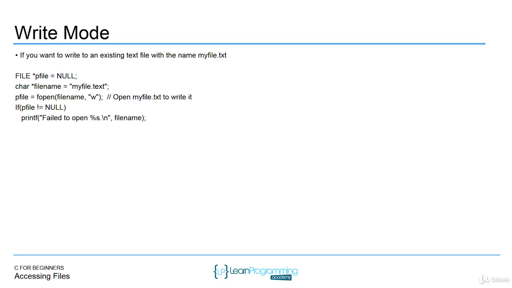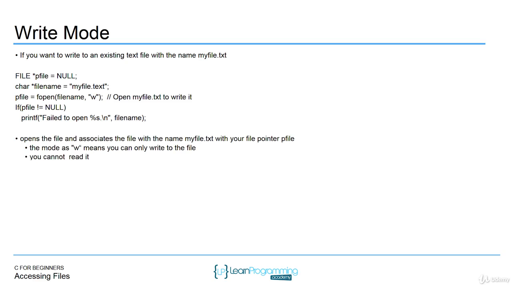Write mode. If you want to write to an existing text file with the name myfile.txt, you would create your file pointer, all caps, and initialize it to null, and then you would maybe create your file name as another character pointer, myfile.txt, or you could pass that in as the first parameter. And then you just say fopen, file name, and then W inside double quotes. That opens the file for writing, and it returns a file pointer. That's why you have pfile on the left of the assignment. You then want to check to make sure pfile is not equal to null, because if it failed to open for any reason, maybe the file name was wrong or it didn't exist, then you wouldn't be able to write to it. So you always want to do the if check and print out some information if it doesn't open.